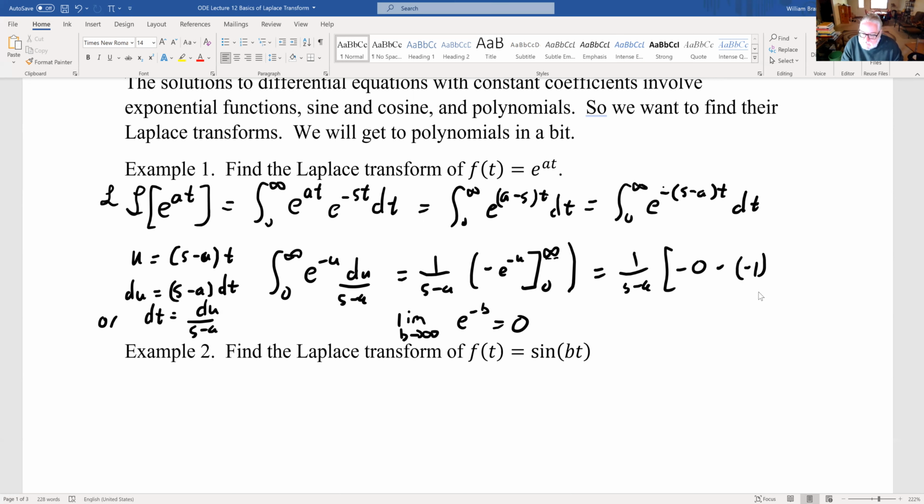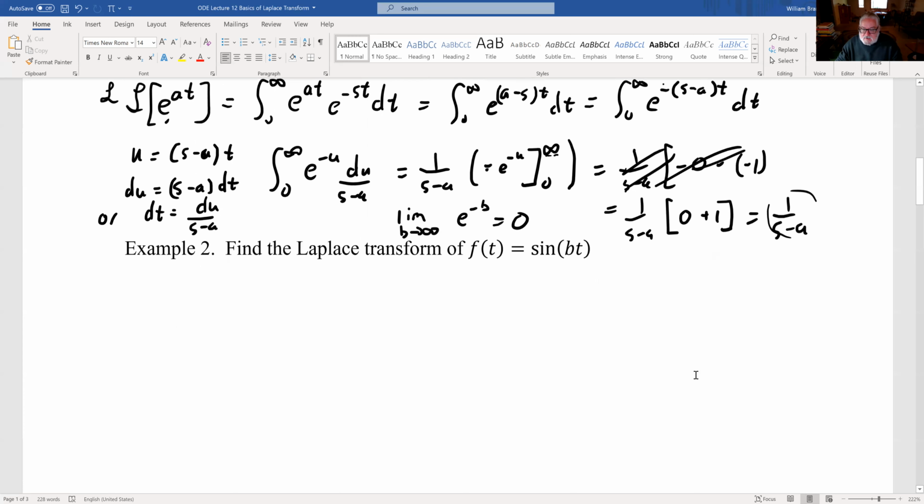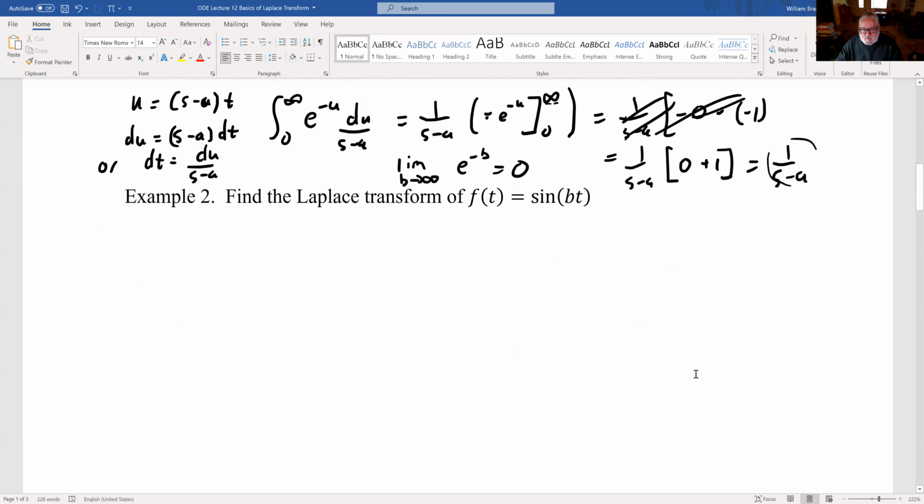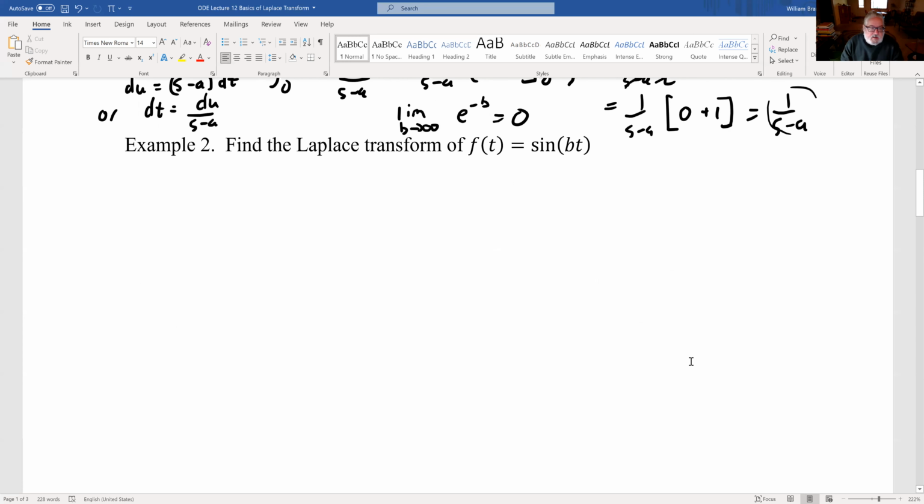Got too many minus signs floating around. So we'll get rid of this. 1 over s minus a. And we get a 0. And then we get a minus sign here, but a minus from the evaluation. And so that gives me a plus 1, which is 1 over s minus a. So that's the Laplace transform of e to the at, 1 over s minus a. And getting s's in the bottom is actually quite characteristic of the Laplace transform.